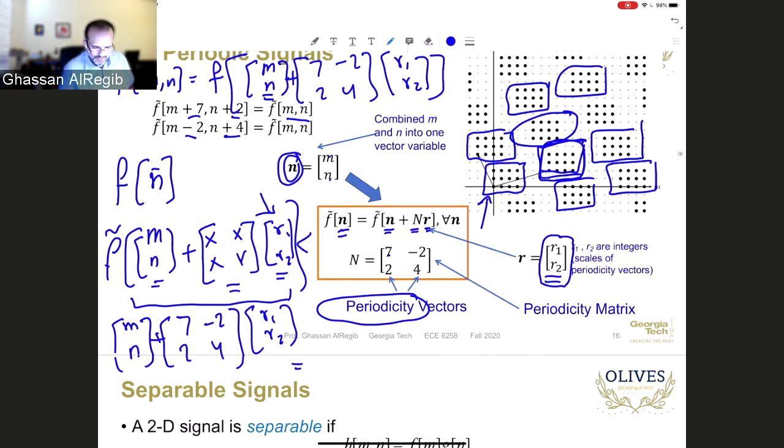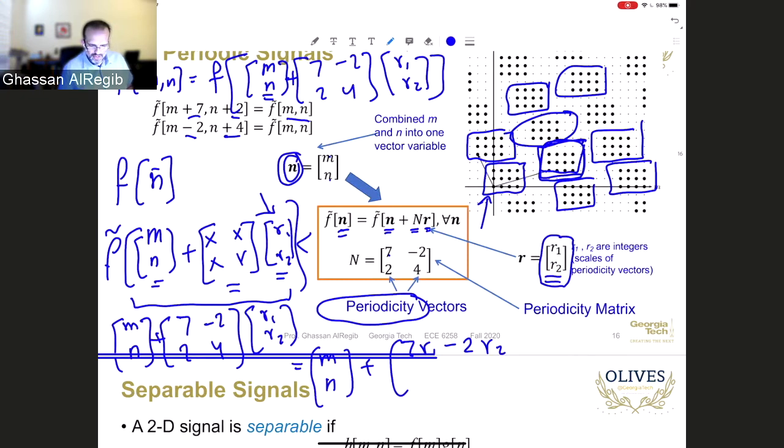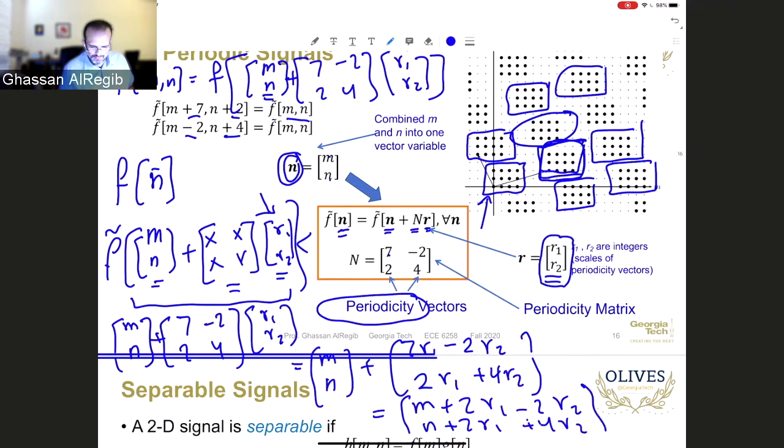So this would be equal to M, N, plus I have 7R1 minus 2R2. And then here I have 2R1 plus 4R2. And then this will be equal to M plus 7R1 minus 2R2. And then the second line will have N plus 2R1 plus 4R2, right? Now R1 and R2 will tell us which copy we are in.